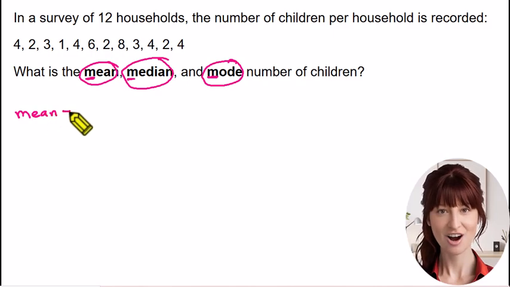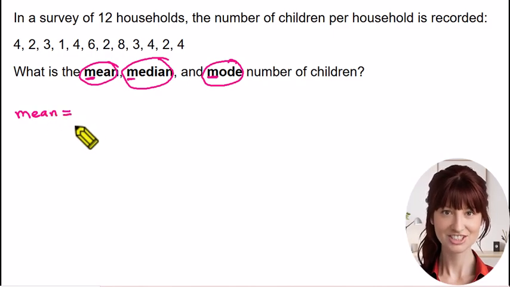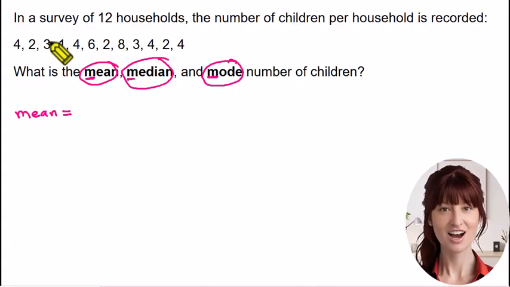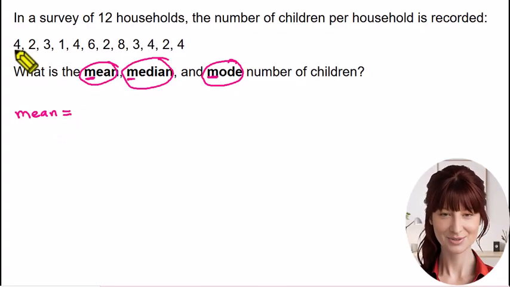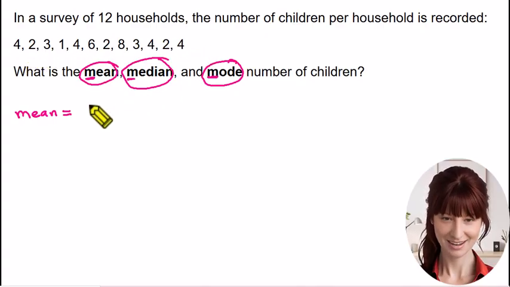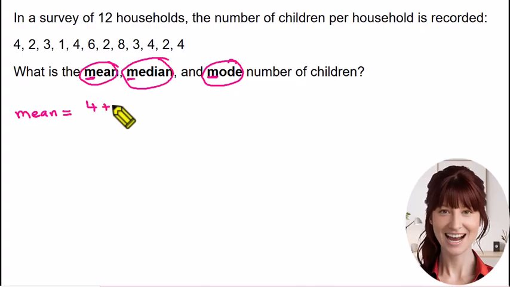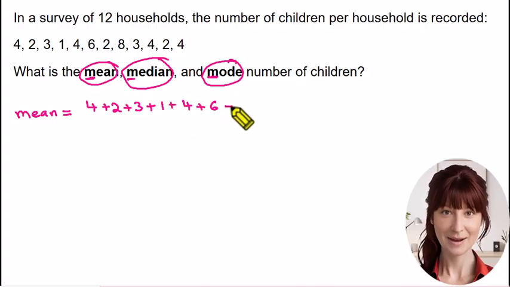You might have heard about the average. So the mean sometimes is known as the average of a data set. So to calculate the mean, we're going to add all of these numbers together, and then we're going to divide that sum by the number of elements in the data set, or the number of numbers in that list.